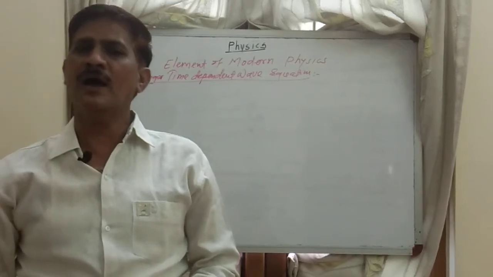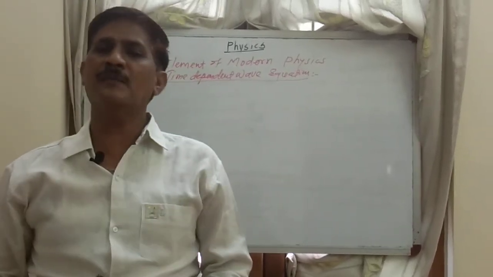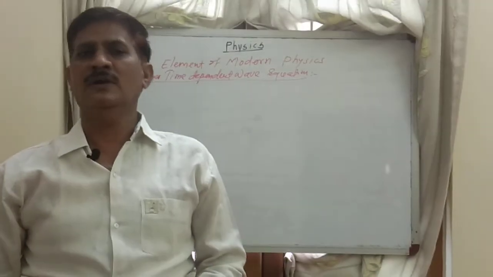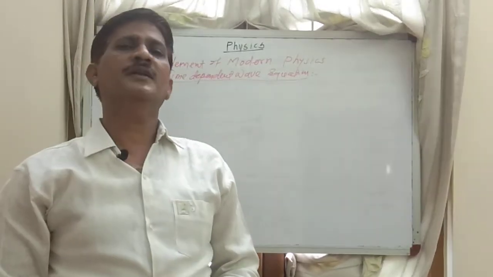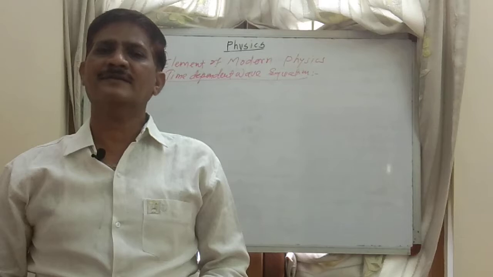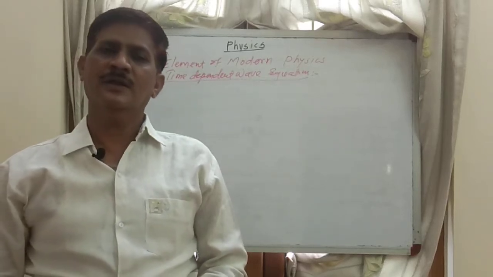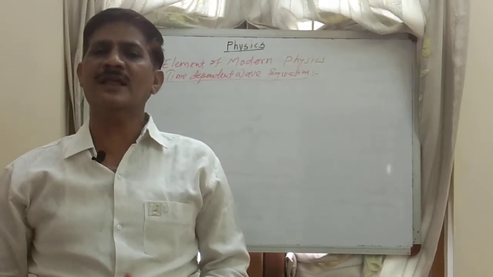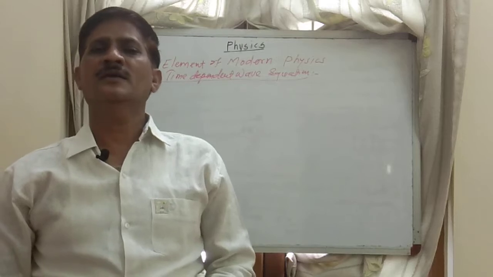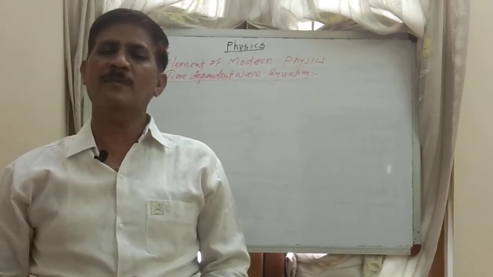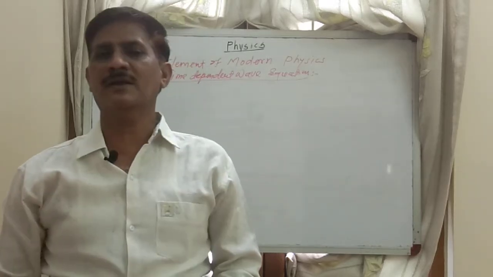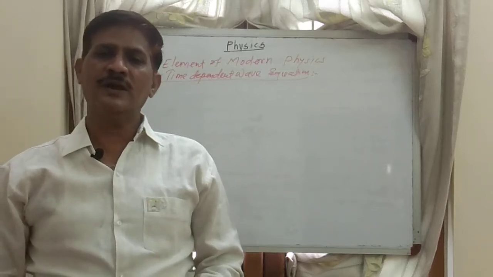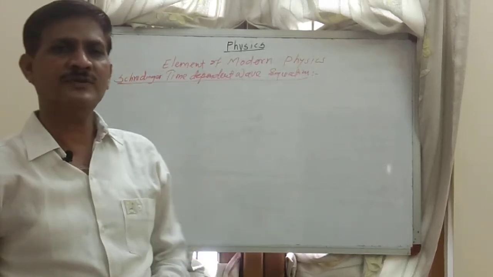simple harmonic motion. For the development of the time dependent equation, Schrödinger used the de Broglie hypothesis. In the de Broglie hypothesis, matter has a dual nature: sometimes it acts like a wave, another time it acts like a particle. That is lambda equals h by p, lambda related to wave, p related to particle, and h is the Planck constant. Its value is 6.63 into 10 to the power minus 34 joule second.